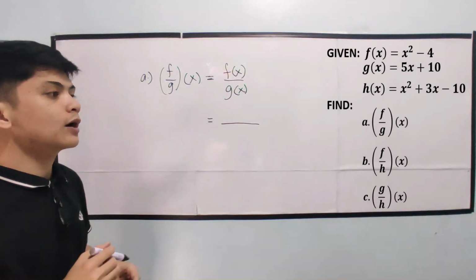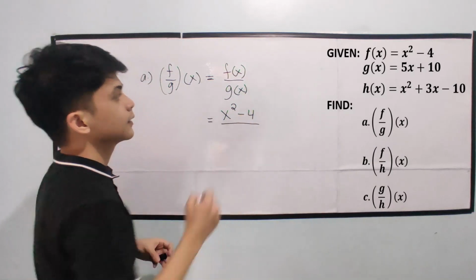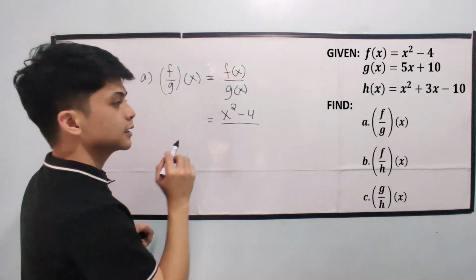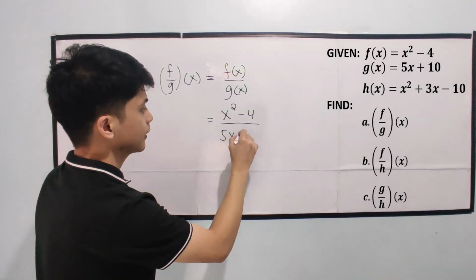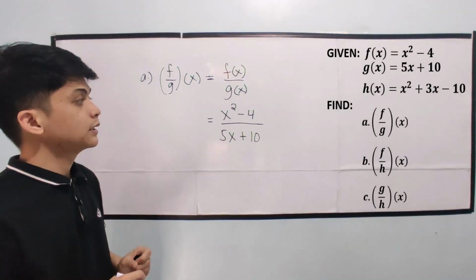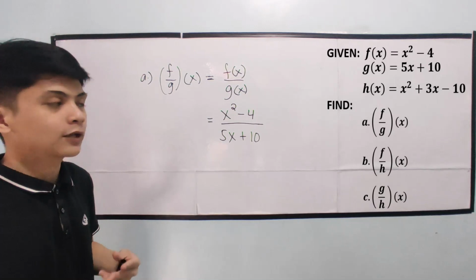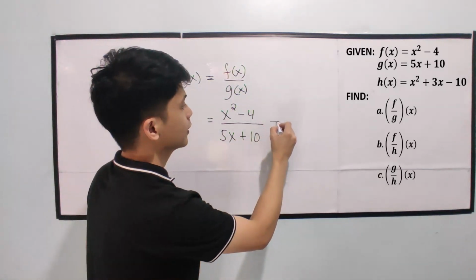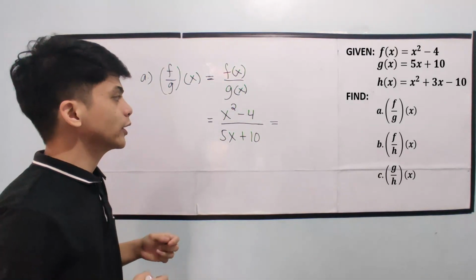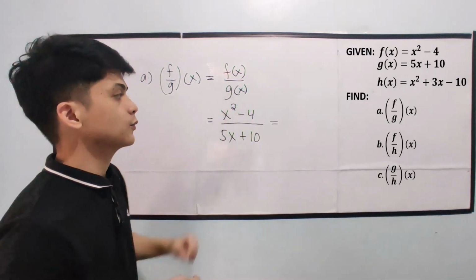So, f of x equals x squared minus 4, and g of x natin is 5x plus 10. So, dito, i-apply nyo yung knowledge nyo sa factoring. Okay, magpa-factoring tayo dito. So, itong nasa numerator natin, difference of two squares. Perfect square, naka-subtract.